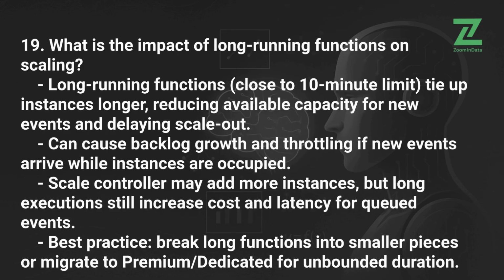19. What is the impact of long-running functions on scaling? Long-running functions, close to 10-minute limit, tie up instances longer, reducing available capacity for new events and delaying scale-out. Can cause backlog growth and throttling if new events arrive while instances are occupied. Scale controller may add more instances, but long executions still increase cost and latency for queued events.